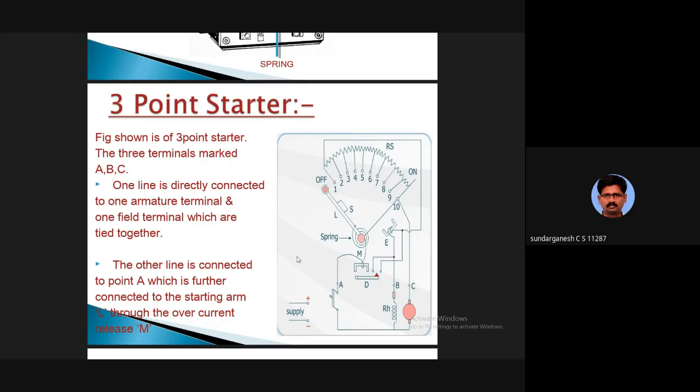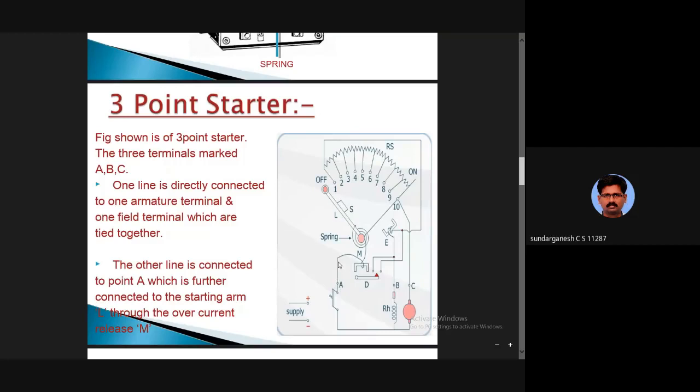Okay. So in this we see the 3-point starter. It is the most used starter in all DC motors. So here the figure is formed. There are 3 terminals A, B and C. We are calling it the C point. At the B point and the minus you are connecting the field coil. At the C point and the minus you are connecting the armature. The supply is given to the A point.